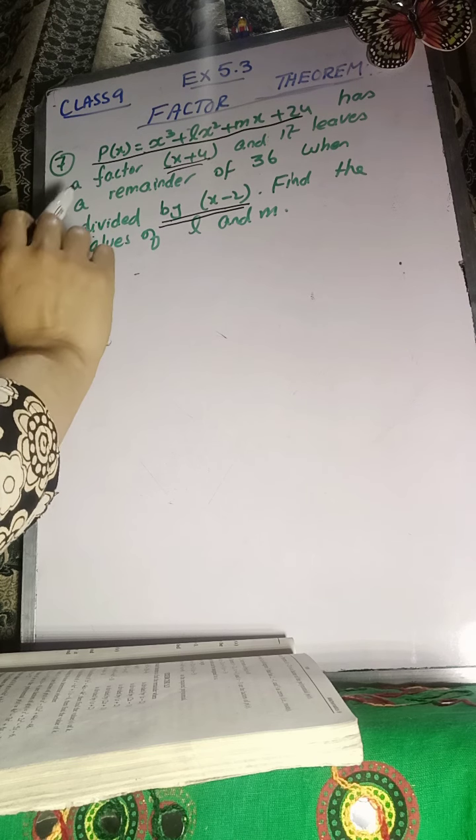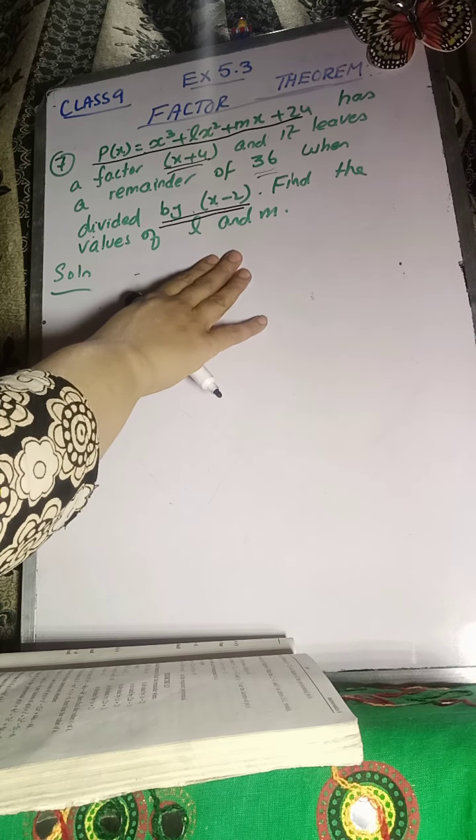They are saying that x plus 4 is a factor of this polynomial. It means it will give a remainder 0 when this polynomial is divided by x plus 4. And the second thing is that they have told us that x minus 2 gives a remainder of 36 when this polynomial is divided by x minus 2. It means that x minus 2 is not a factor because it is giving a remainder 36. So over here we have two cases. Find the value of L and M.